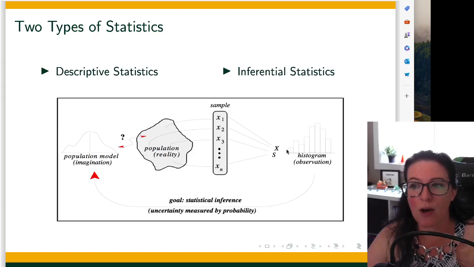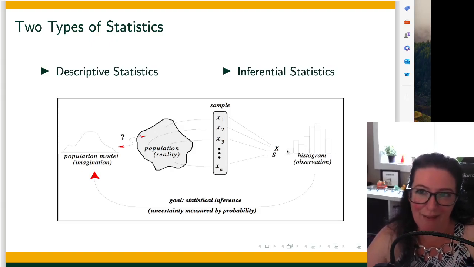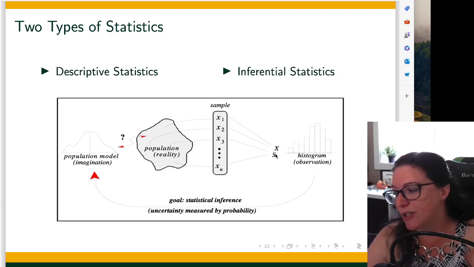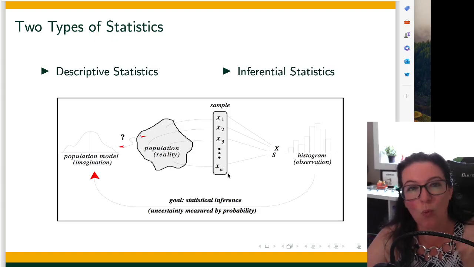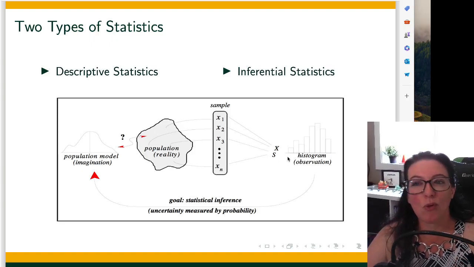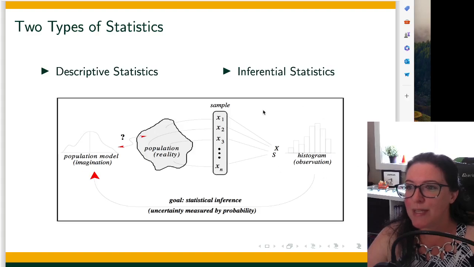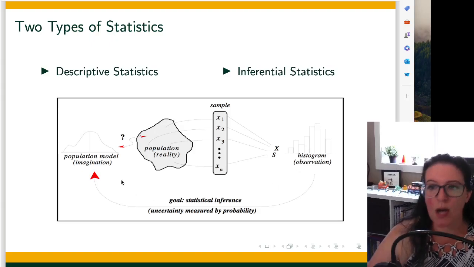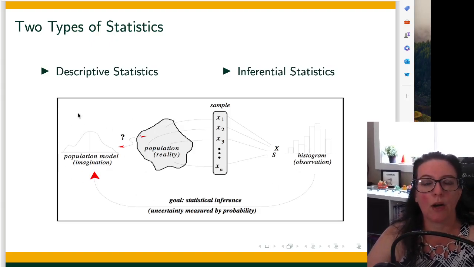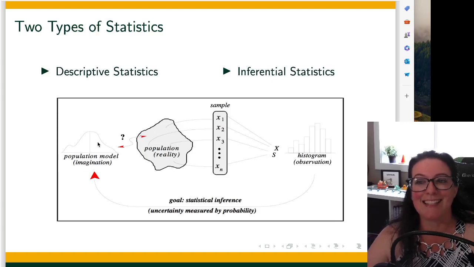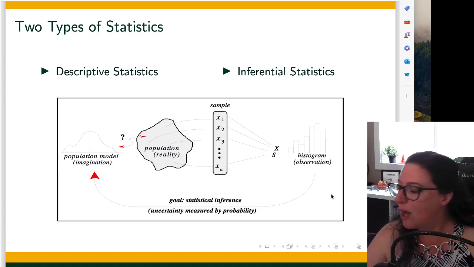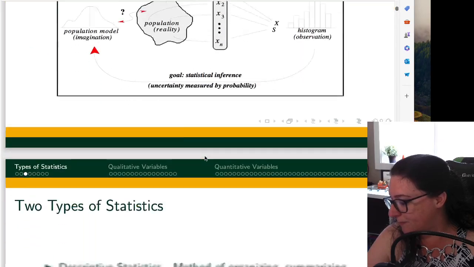Now, a descriptive statistic describes what is happening in our sample. So when we talk about our sample statistics, our average, our standard deviation, those are descriptive statistics. We are describing the sample, what is happening. Inferential statistics is where we take that information about the sample and then try to make statements about that greater population that isn't known. So inferential statistics is where we try to draw inference or conclusions about that greater population.